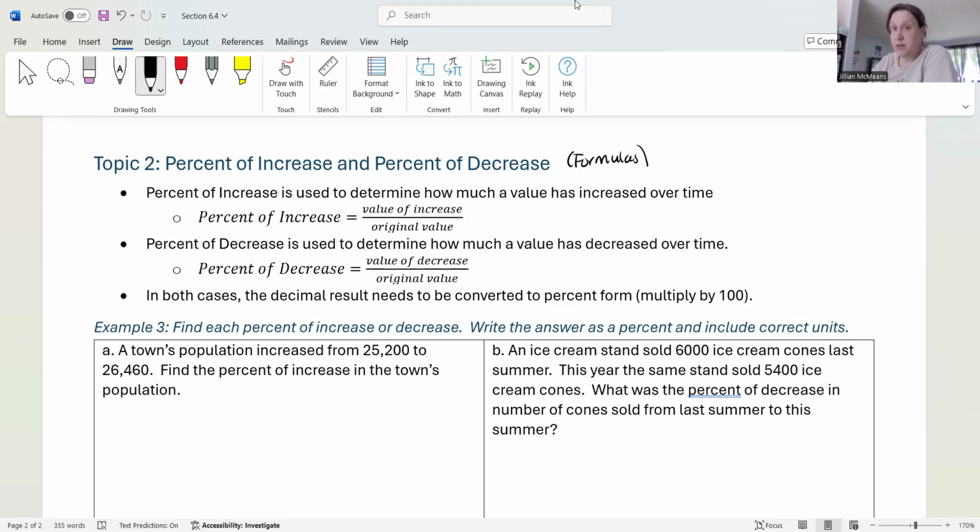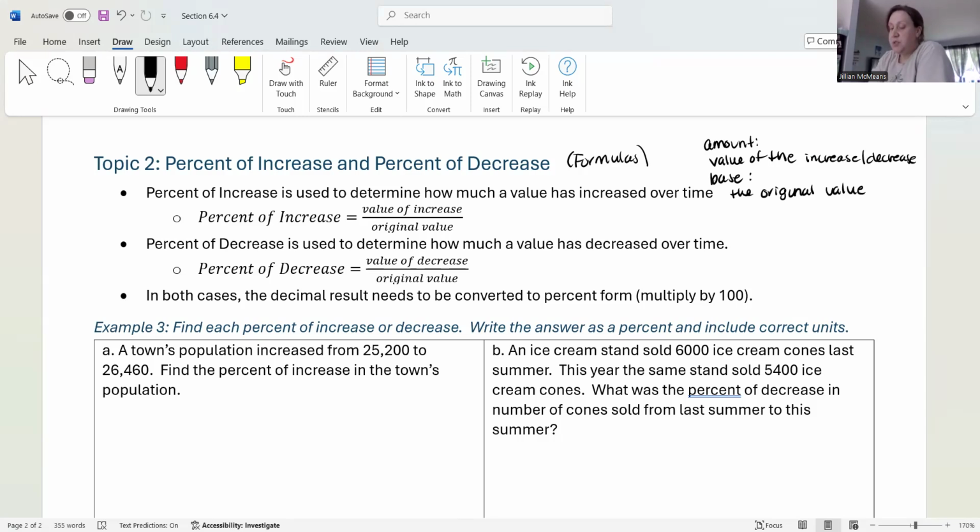Or if you still like the amount and the base, if you like to just go that route, the amount is always going to be the value of the increase or decrease. And then the base is always going to be the original value. So if you prefer to stick with the amount and the base, you absolutely can here, okay?